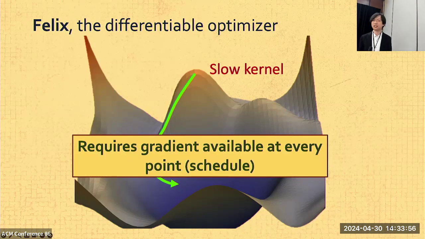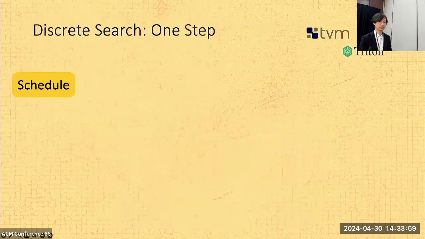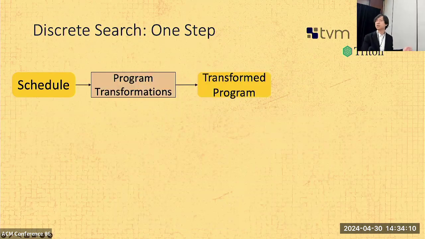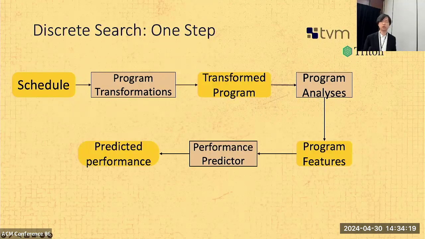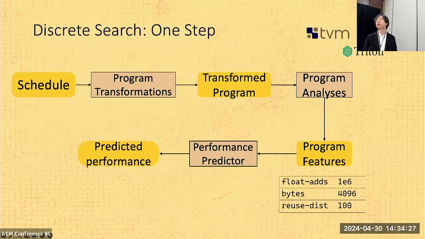So to explain how we do that, let me take one step back and show you what happens in one step in existing discrete search. You have a schedule, you want to evaluate that. So what happens now is you apply the schedule, because it's a list of transformations, to the original program to give a transformed program. And then from that program, you extract a number of program features which are used to predict the performance of the transformed program, therefore the schedule. The program features here are something like the number of float operations, the size of the buffers, and reuse distance of the buffers. And you can think of that as feature engineering for the performance predictor.